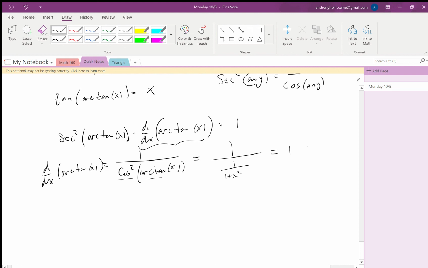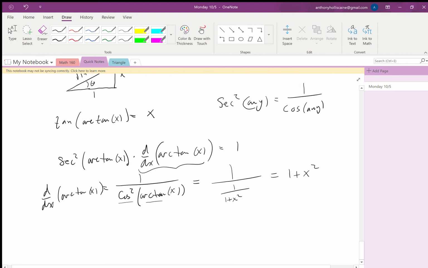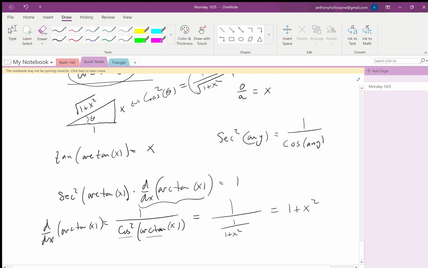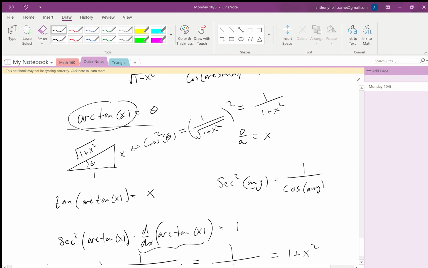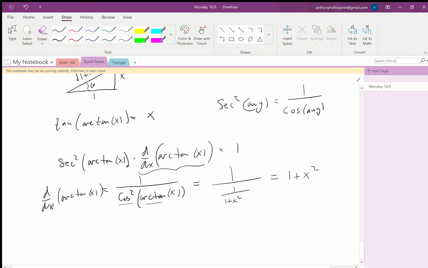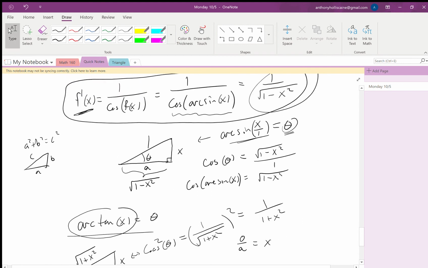And I would get 1 plus x squared, but I feel like I'm supposed to get actually 1 over that. Cosine is adjacent over hypotenuse. We got this from here. Oh no, I think this is okay. Let's see.